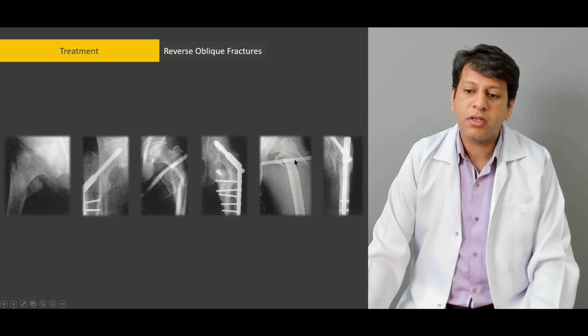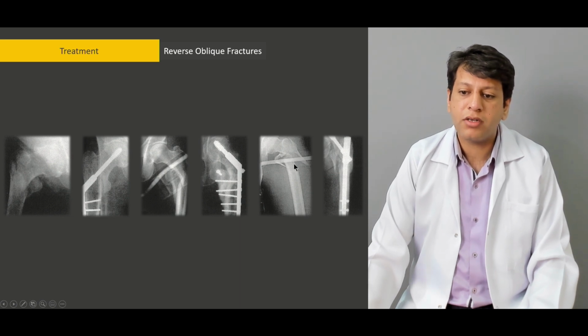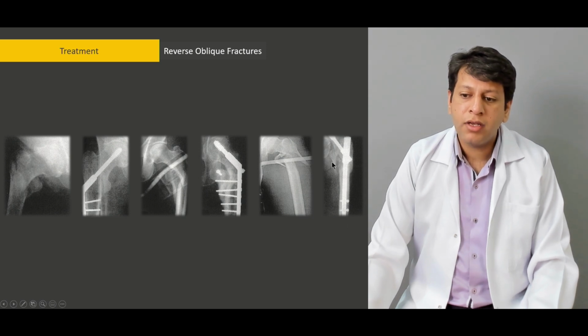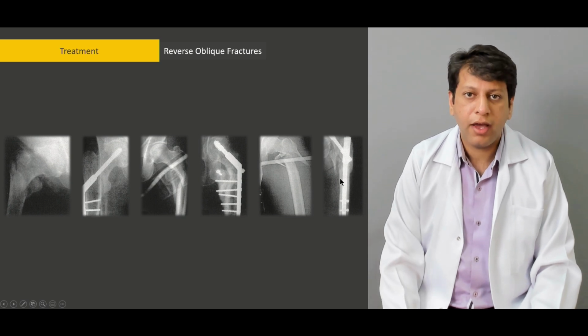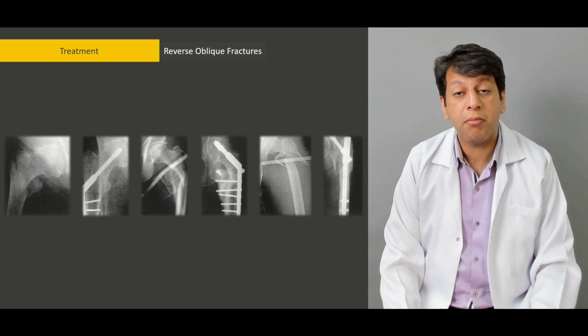This is another reverse oblique pattern or subtroch femur fracture. If you appreciate over here, in this case gamma nail was passed and the fracture reduction is quite excellent as compared to the dynamic hip screw.